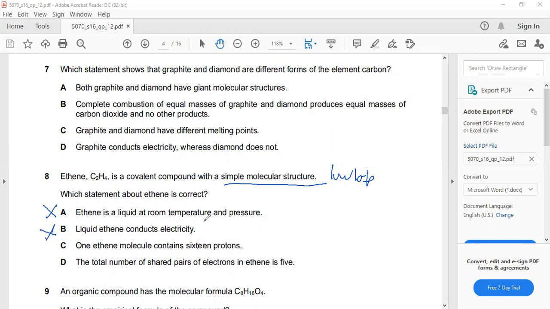Covalent molecules do not conduct in the molten state. One ethene molecule contains 16 protons. This is ethene. Carbon atomic number is 6, so 12 plus 4 is 16. Yes, that's the answer. Total number of shared pairs of electrons is 5? Wrong. 2, 4, 6, 8, 10, 12. The answer should be 12, so it's wrong.